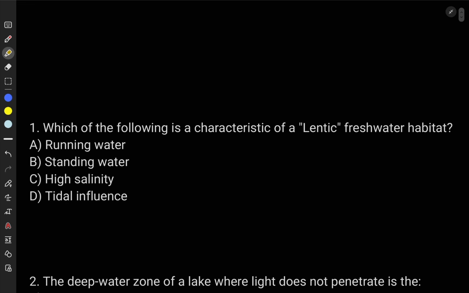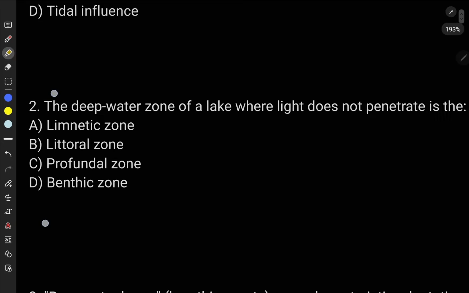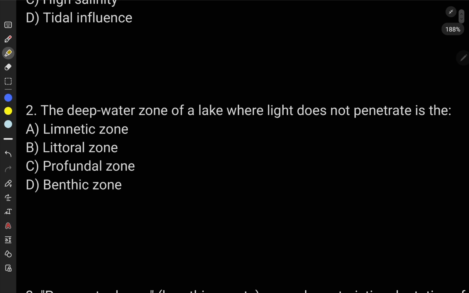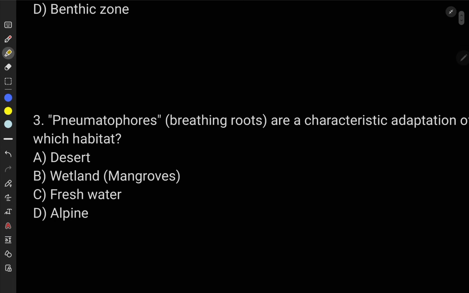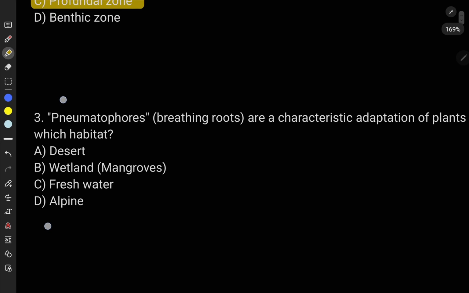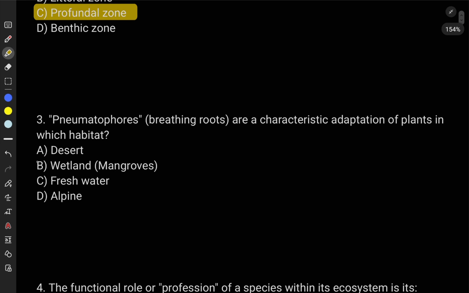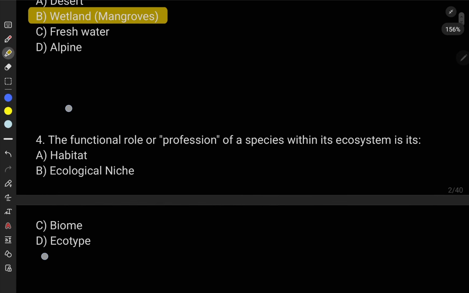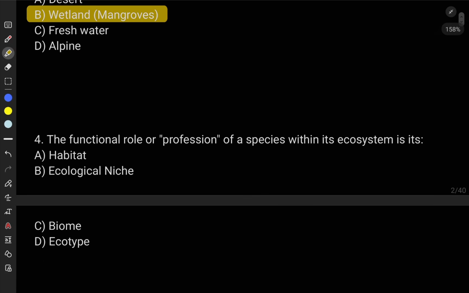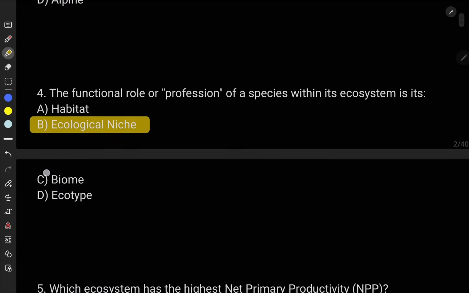Which of the following is a characteristic of lentic freshwater habitat? Option B, standing water. The deep water zone of a lake where light does not penetrate is option C, profundal zone. Pneumatophores are a characteristic adaptation of plants in which habitat? Option B, wetland. The functional role or profession of a species within its ecosystem is option B, ecological niche.